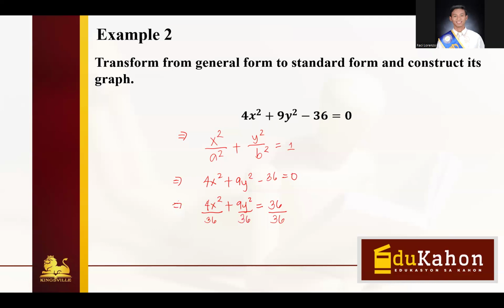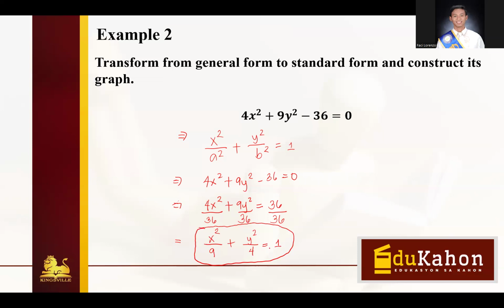Now, 4 divided by 36, that is 1 over 9. And 1 over 9 multiplied by x squared is x squared all over 9. Plus 9 divided by 36, that is 1/4. And 1/4 multiplied by y squared is y squared all over 4, which is equal to 36 divided by 36, and that is 1. So this is now your standard form of the equation of an ellipse.